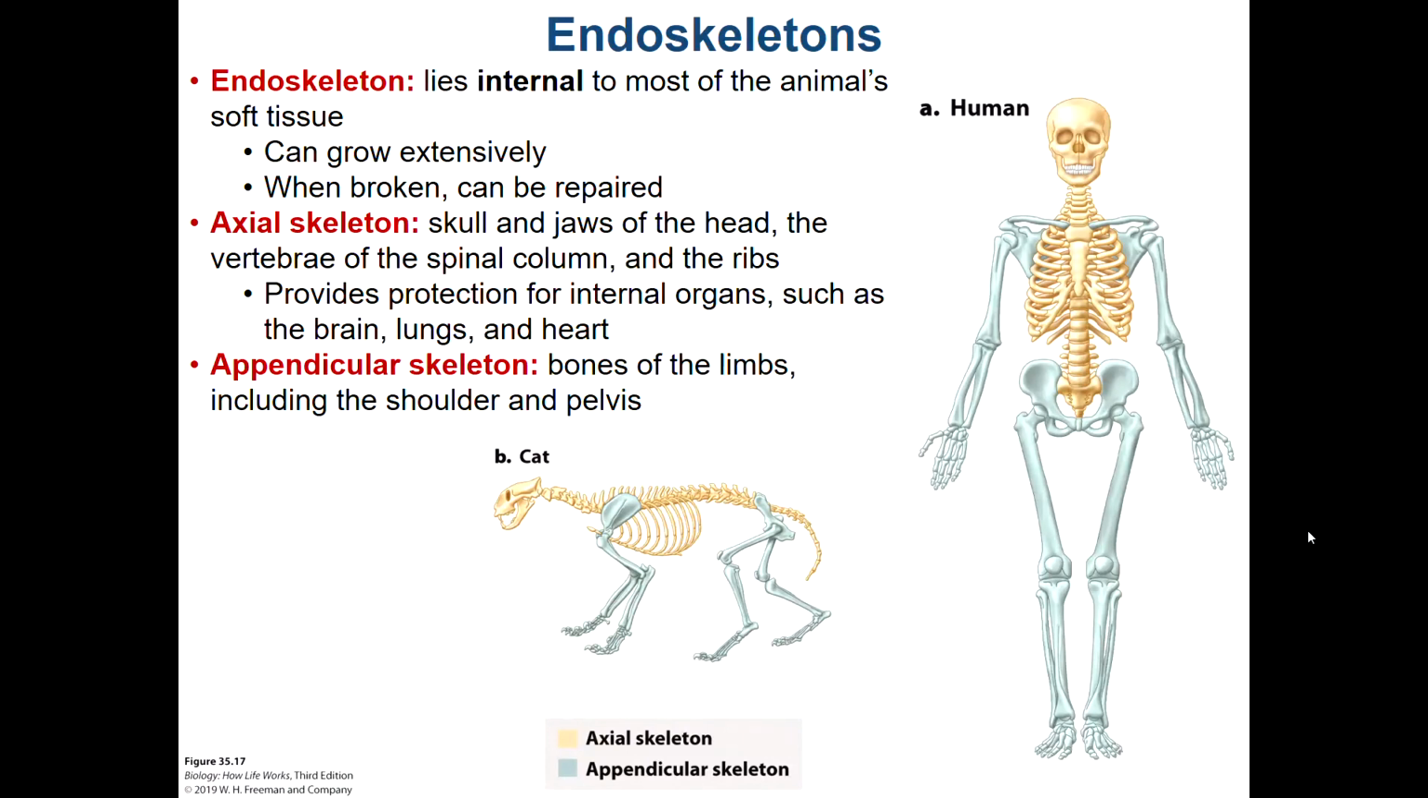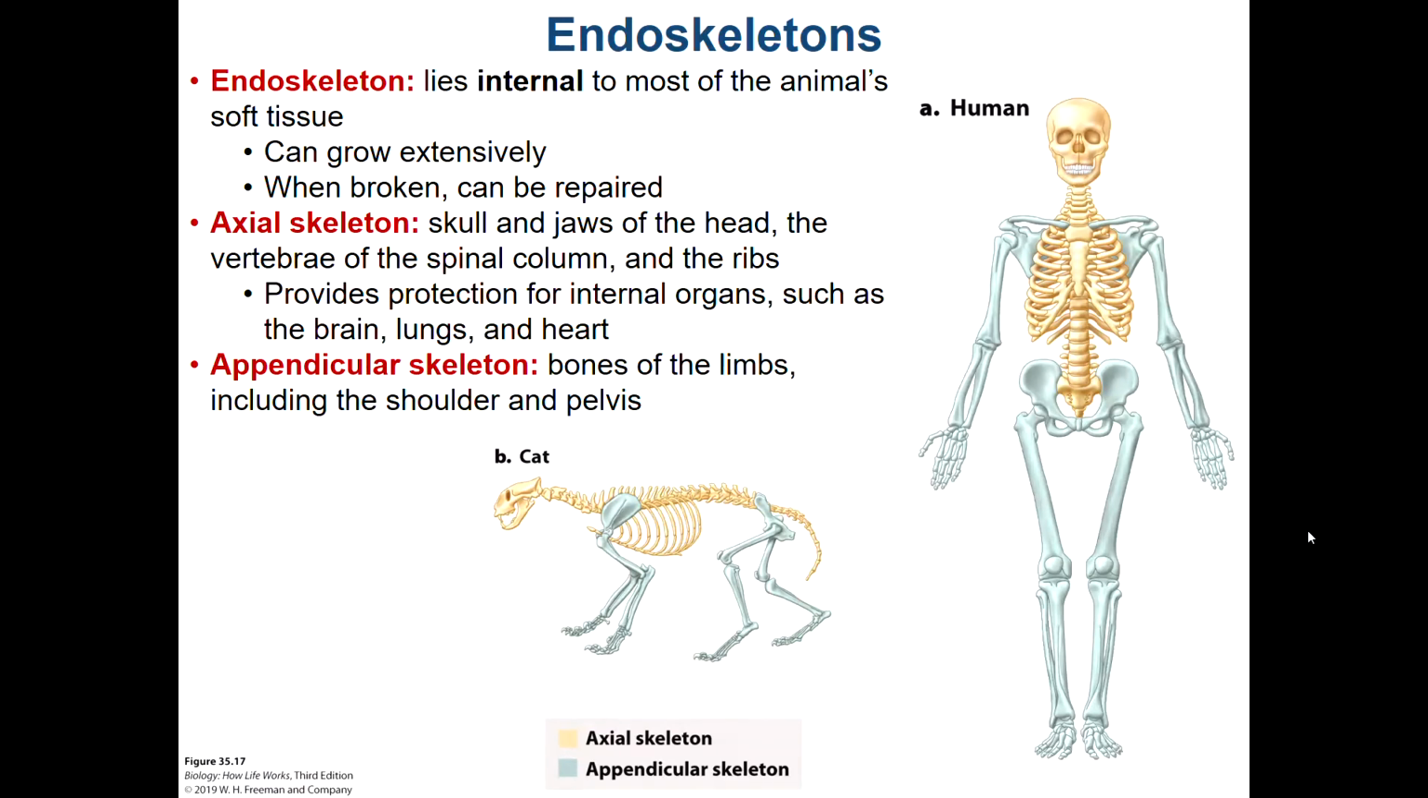Humans and other vertebrates have endoskeletons, and endoskeletons lie internal, so inside most of the animal's soft tissue. There are major advantages to having an endoskeleton. The first being that vertebrates can grow extensively. They're not limited by the size of their skeleton that's surrounding their soft tissue. Instead, their skeleton can grow and allow for bigger and better growth. Another advantage is that when it's broken, the endoskeleton can be repaired. This is more challenging for organisms that have exoskeletons.